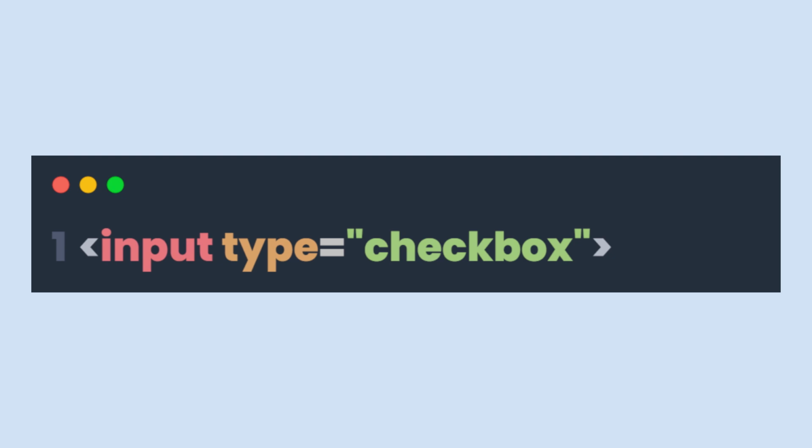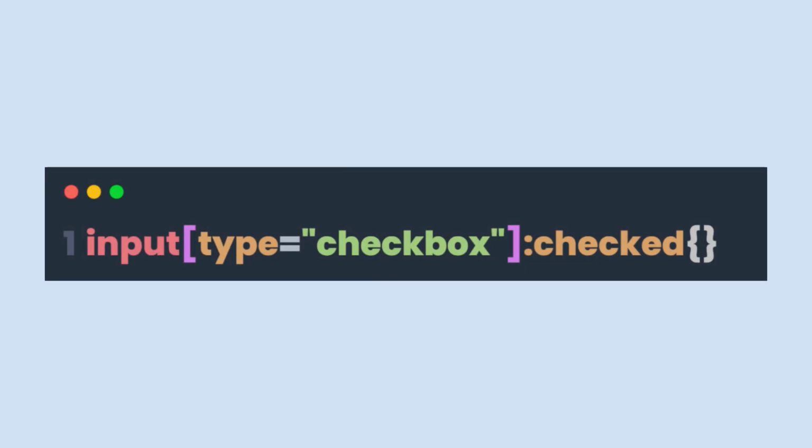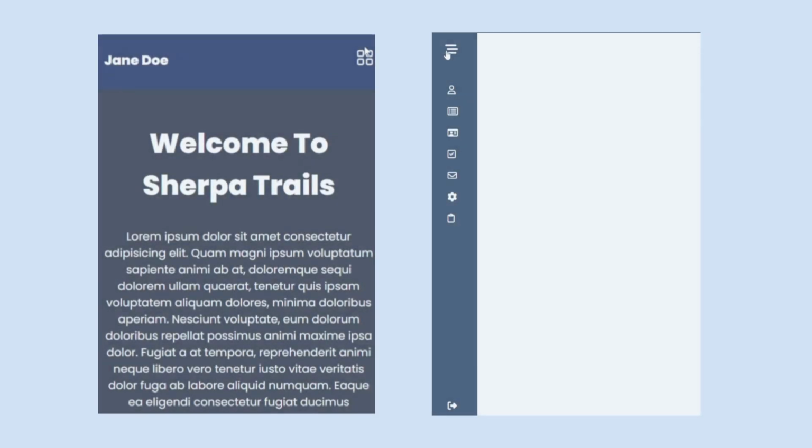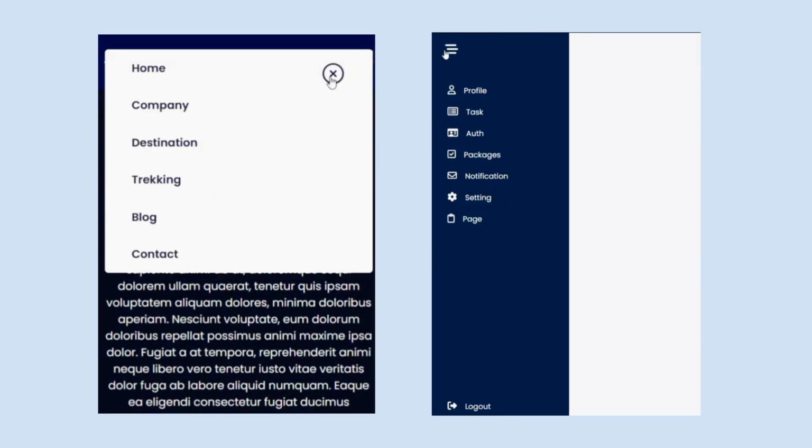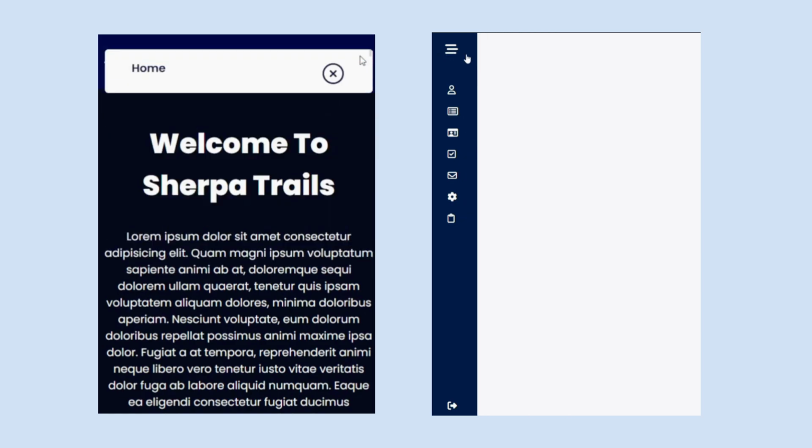Next up, we have a simple checkbox input, but don't underestimate it. This little element can get rid of tons of JavaScript code. In CSS, by targeting the checked attribute, we can style elements dynamically, perfect for toggling menus, sidebars, and more, all without JavaScript. Finally, we have scroll-driven animations.